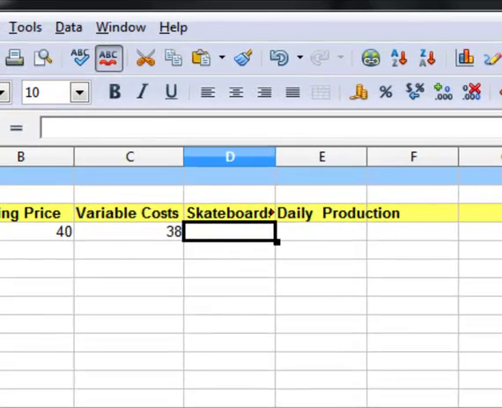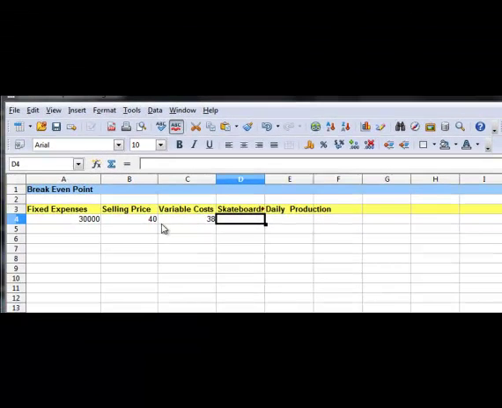To start our spreadsheet, we're going to put in our fixed expenses. And we've raised that from $10,000 a year to $30,000 a year, because you quit your job, you're going to need some income. The selling price, the price that you were charging for your skateboards, was $40. Your variable cost, the cost of materials to make the skateboards, was $38.